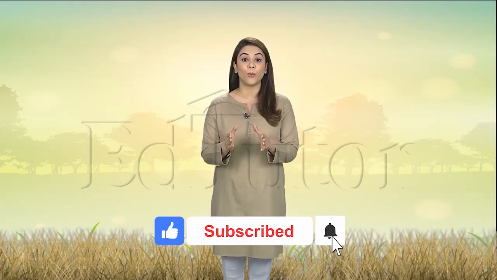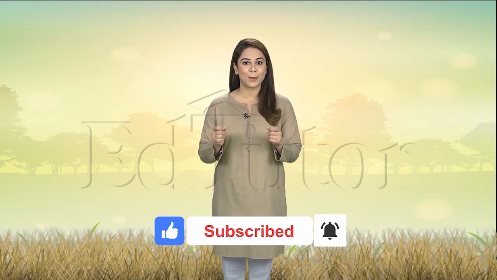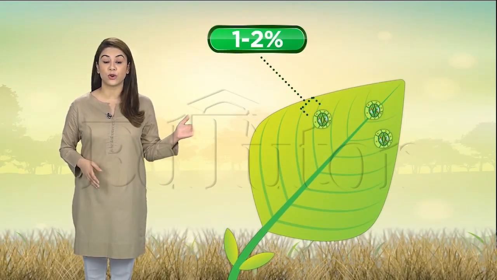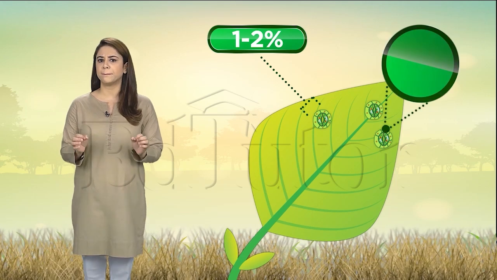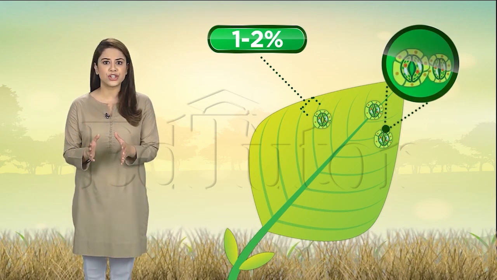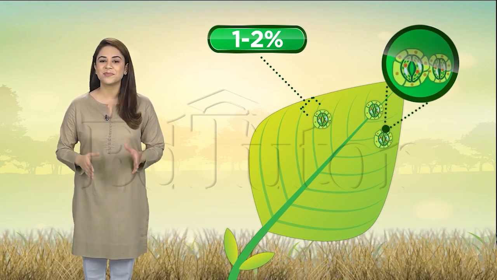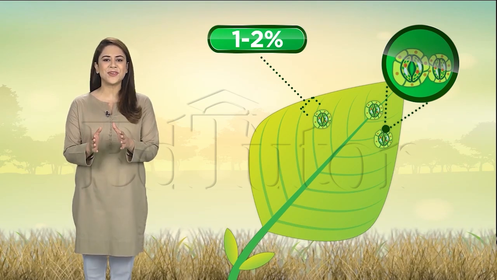We will explore more about this later on. But for now, let's end this lesson with an interesting fact. Do you know that the stomata cover only 1 to 2% of the leaf surface, but they allow much air to pass through them? Wow, that is fascinating!